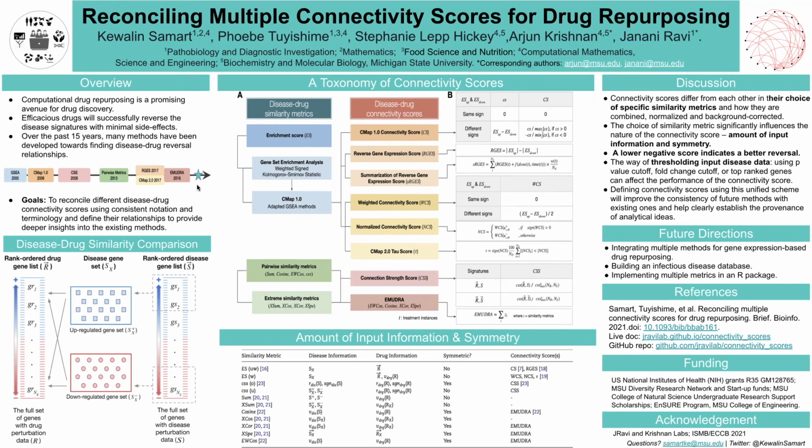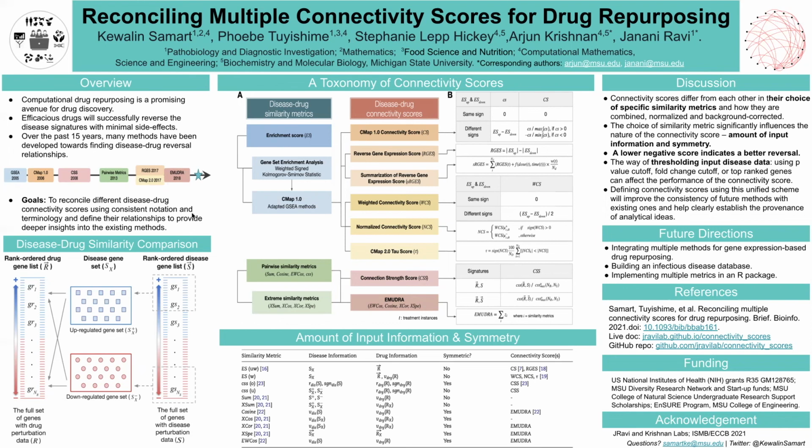We decided it would be very helpful if we reconcile all of these different disease-drug connectivity scores, because although these have been built upon the same set of mathematical and statistical concepts and ideas, they have been described using inconsistent notation and terminology. So it would be really helpful if we reconcile all of these connectivity scores using our own notation and terminology that is more consistent, so we can define their relationship to provide deeper insights into existing methods.